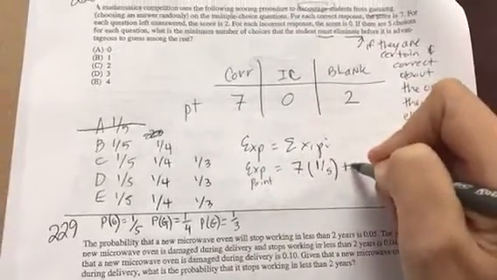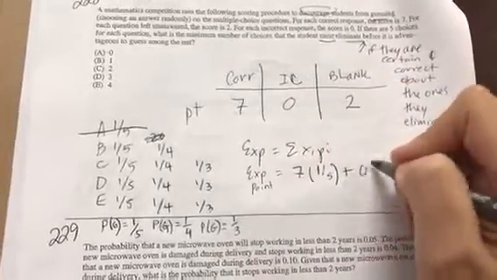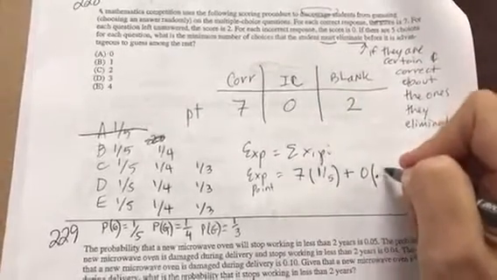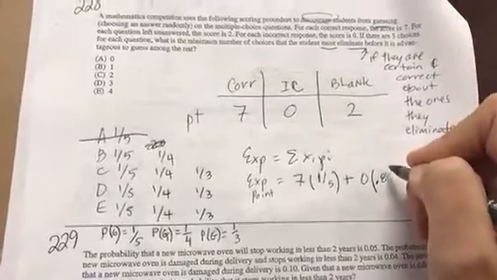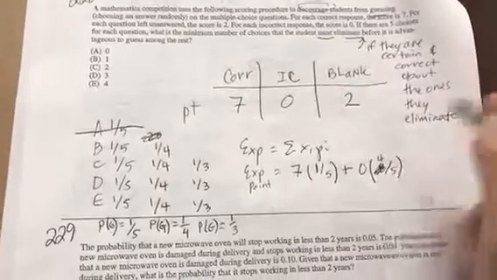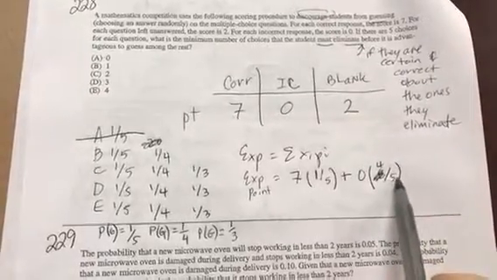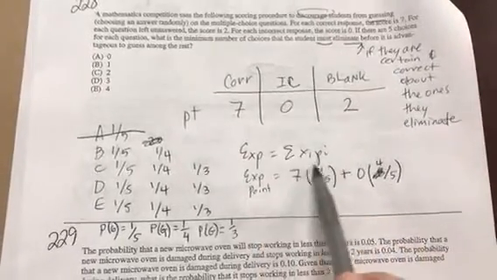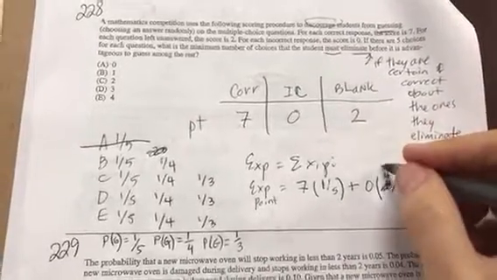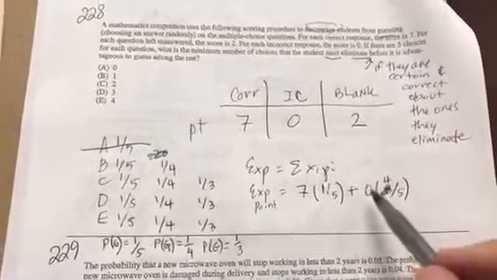Plus you could get no points, right? And that would be a 4 out of 5 chance, right? 4 of them are wrong, 1 of them is correct. There's only 1 correct answer here. So this is what I could expect to get.